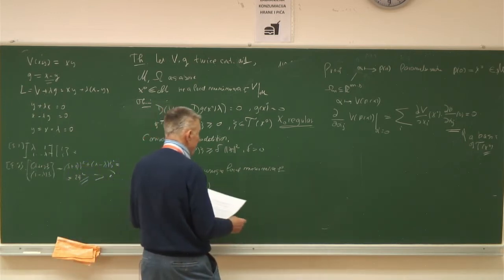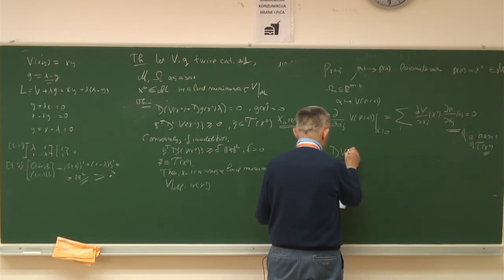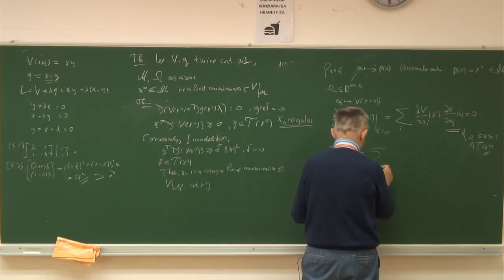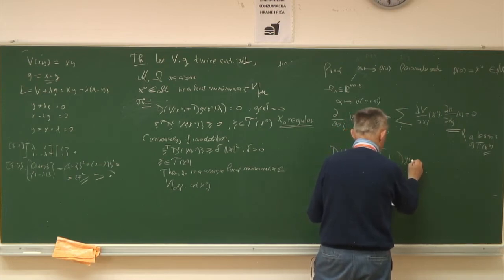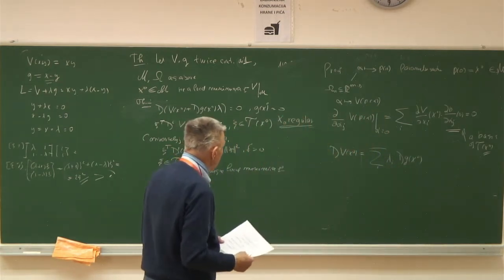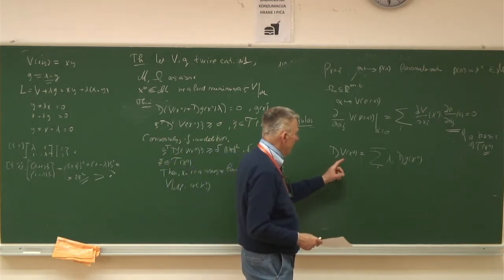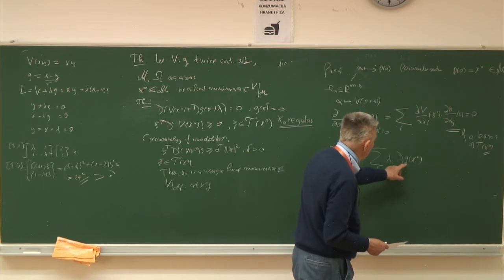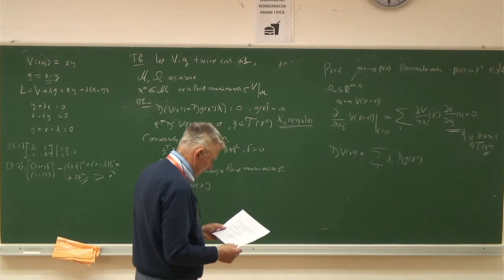Well, that means dv at x0 is equal to the sum of lambda i d g i, because this is orthogonal to the tangent space. Yes, this is orthogonal to the tangent space, this one.